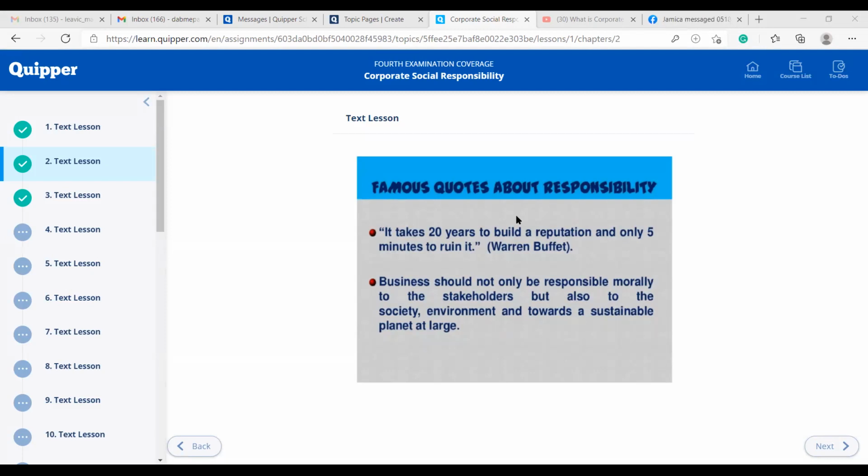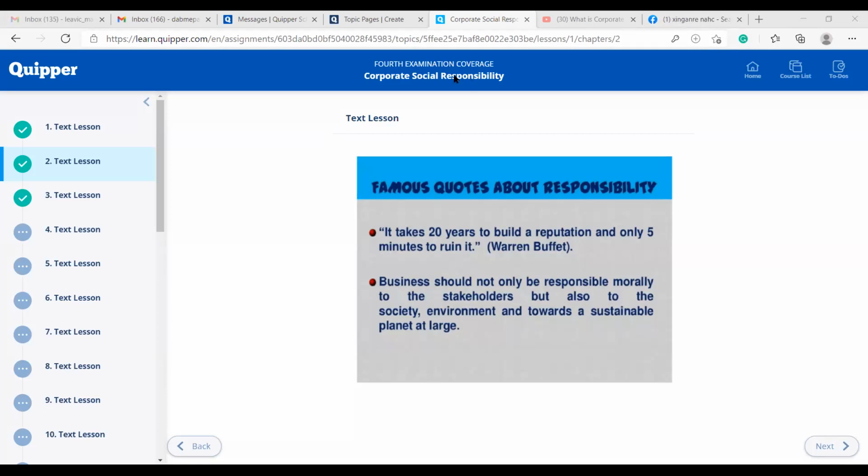Gwapo ilang product, quality ang product, pero pwede na siya masira sa isang customer, isang reklamo ng customer. Gwapo ilang product, pero they are causing pollution sa community. So it will destroy their reputation that they have built for such a long time. Now the answer to that is they need to have branding, no?